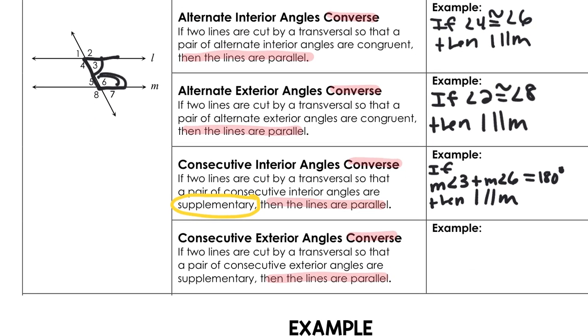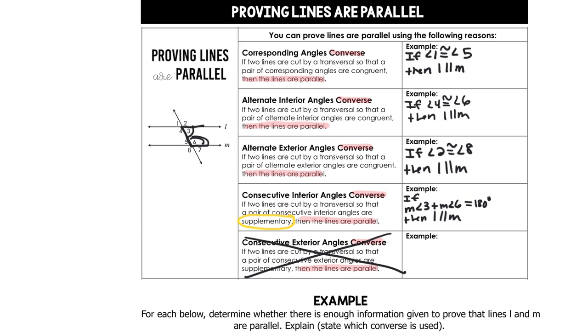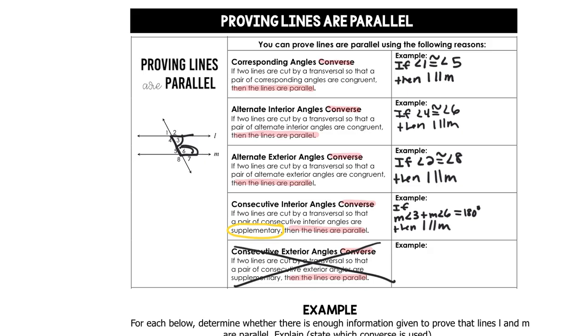And then we have the consecutive exterior angles, which we really didn't use, so you can just cross that off. All right, so you have to have those relationships in order to prove that they're parallel. So you use converse to prove parallel lines, at least for these specific theorems.